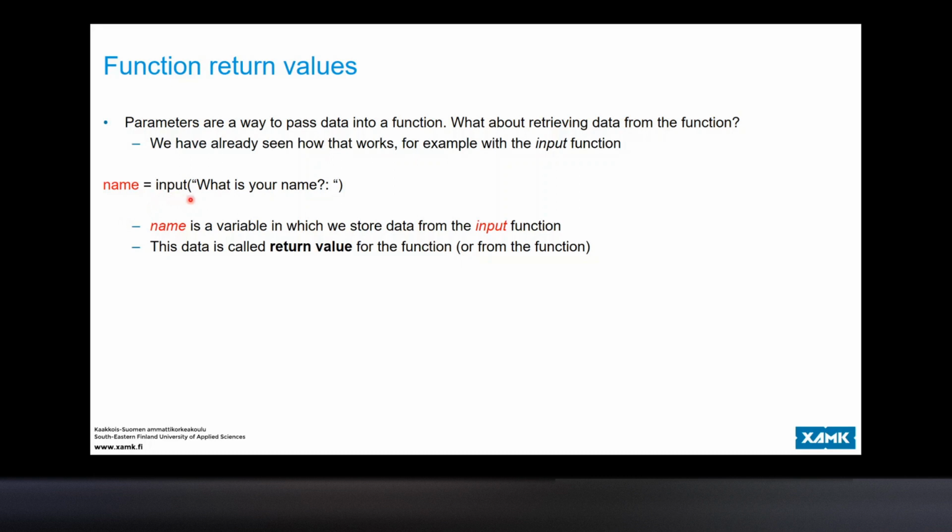And in order to use that return value, we must place it into a variable like this. If we are getting a return value from a function, we must place it inside a variable, and that's what we are actually doing here by saying name equals something. In this case, what we are assigning to this variable name is whatever the input function returns. So this is how we have been using it with input already.